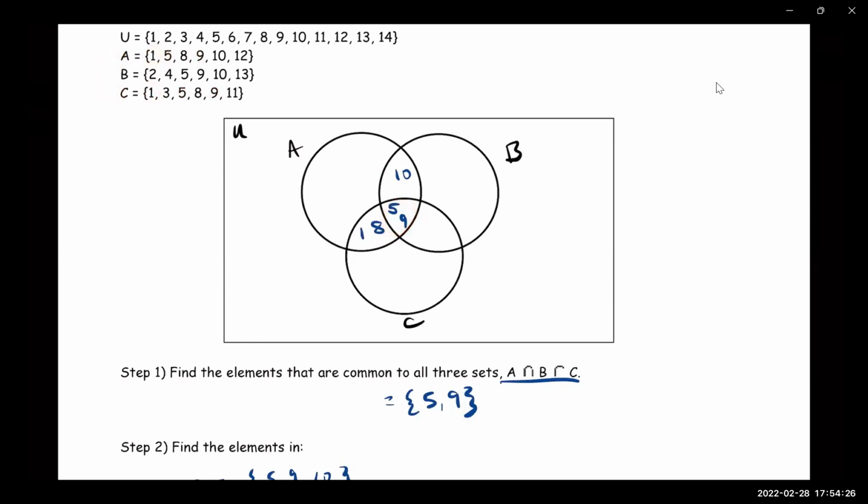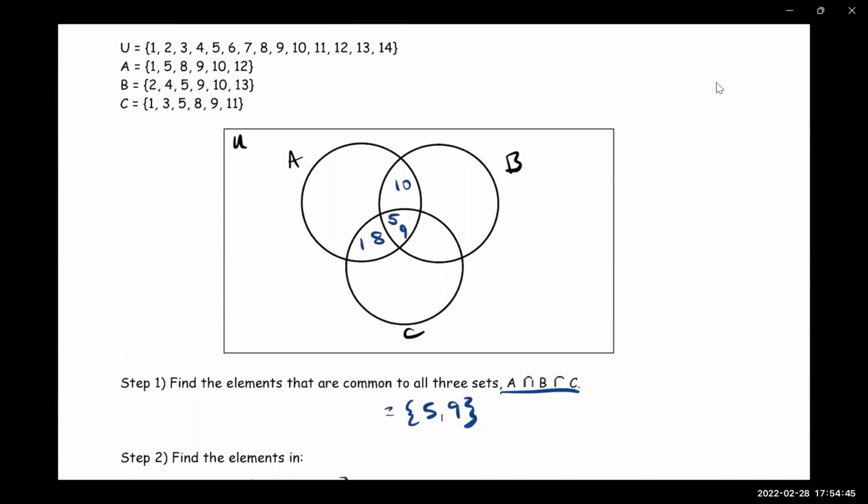So now we just have to focus on B and C. That would go here. What's common between B and C besides 5 and 9? That's it. There's nothing common, right? So it's blank? Just blank, yeah.